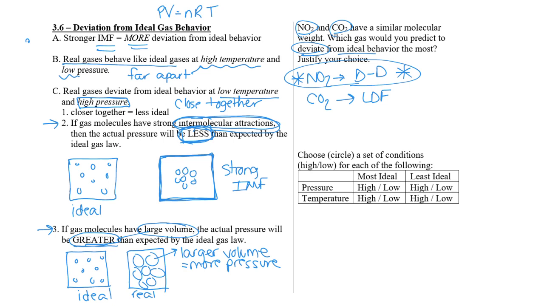Okay, in my chart over here, circle the set of conditions for each of the following. The most ideal is going to be low pressure, high temperature. The least ideal is going to be high pressure and low temperature.